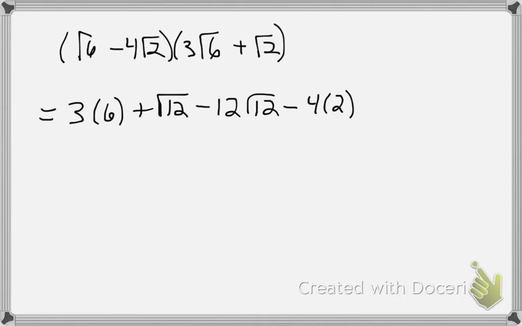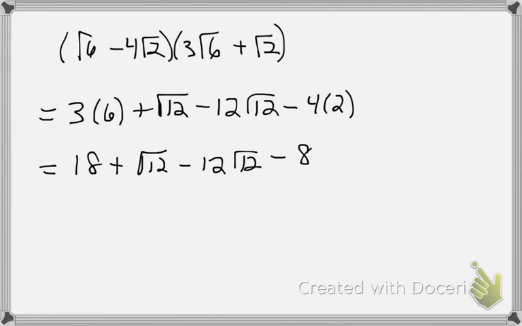Minus 4 times 2. Again, you can go through square root of 4. But what happens when you do 2 times 2? That's a square, right? And that cancels the square root. We got to be very comfortable with that for something we're going to do shortly. So it winds up being 18 plus square root of 12 minus 12 square root of 12 minus 8.